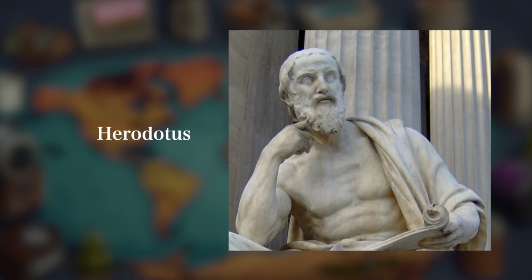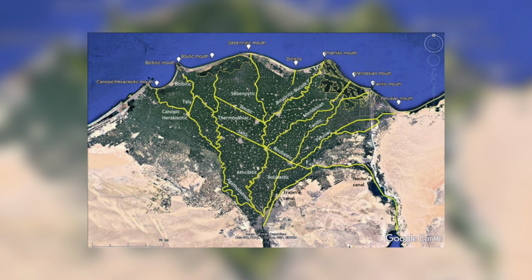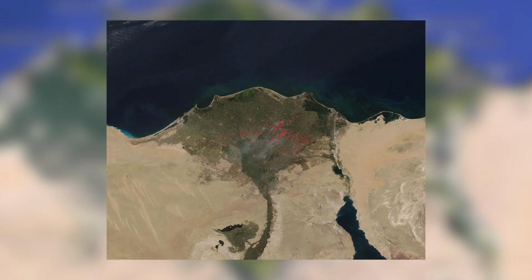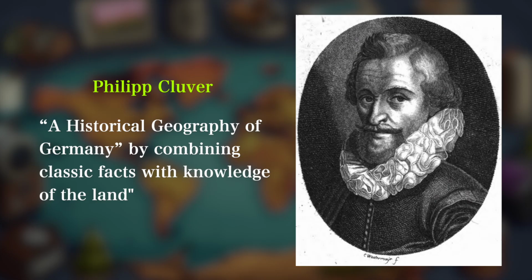Herodotus in his studies explained how the Nile river delta formed, which is the earliest example of historical geography. Historical geography, which studies past geographies, continued without progress till the end of the 17th century. Philip Cluverius, the founder of historical geography, contributed to the discipline with his work A Historical Geography of Germany, combining classical facts with knowledge of the land.